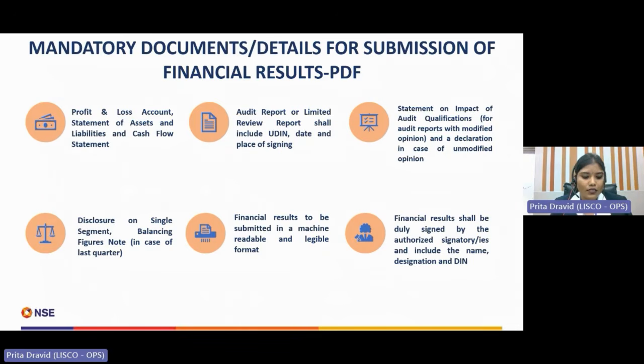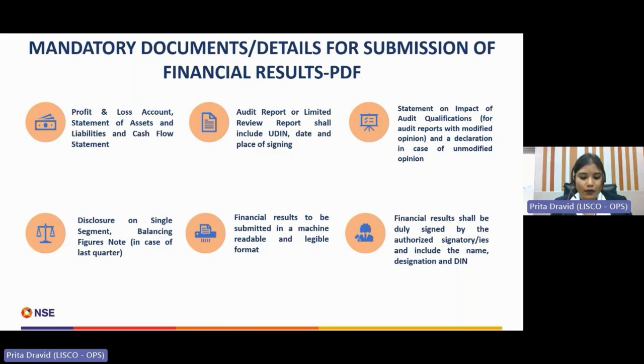The profit and loss account statement, statement of assets and liabilities, and cash flow statement shall be submitted on a standalone and consolidated basis as may be applicable. The auditor report and limited review report for standalone and consolidated financial results, as applicable, must be signed by the auditor and must include the UDIN, and the date and place of signing should be mentioned. The statement on impact of audit qualification is required for the audit report with modified opinion, and also in case of unmodified opinion while disclosing the annual audited financial results.